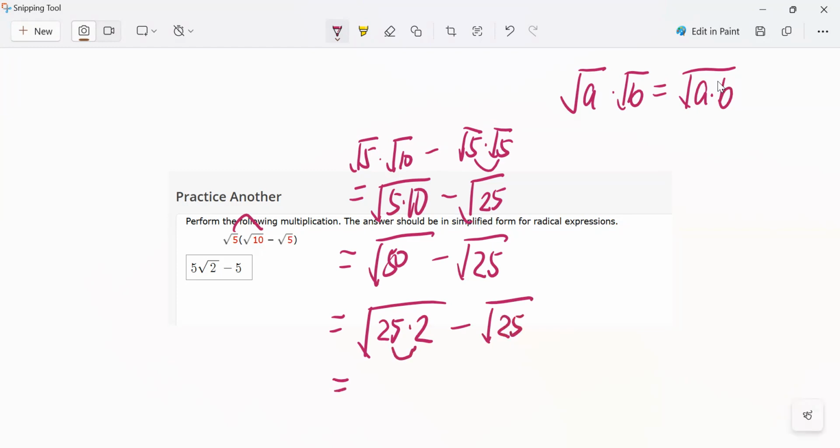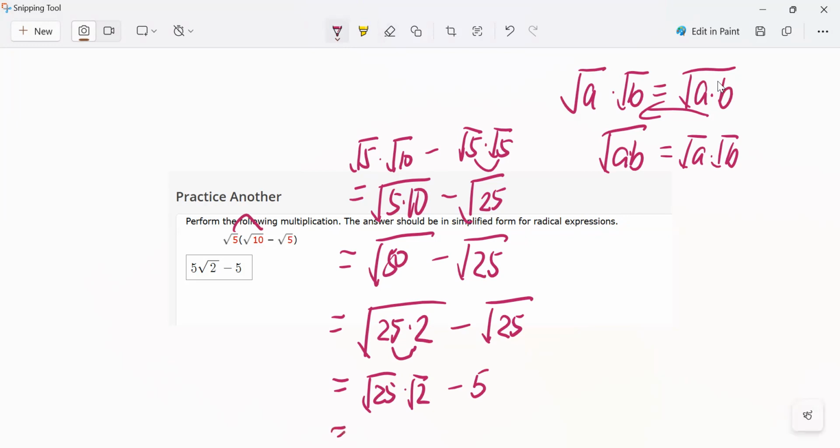The reason we use 25 is because 25 is a perfect square. And we know radical AB can be written as radical A times radical B. It's going backwards. We get radical 25 times radical 2 minus radical 25. The square root of 25 is 5, and the square root of 25 is 5. So we get 5 radical 2 minus 5. Okay, thank you. Do you feel better now? Yeah, thank you.